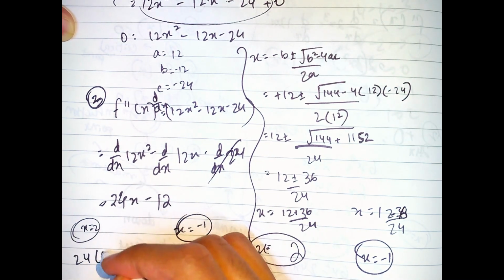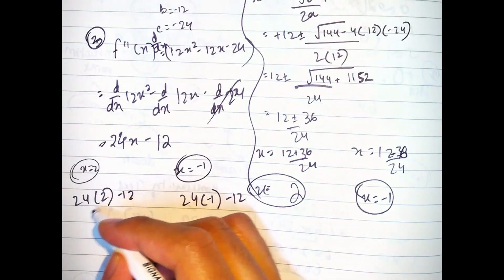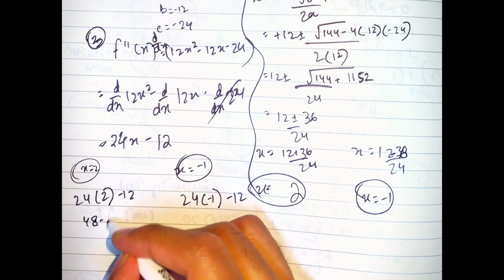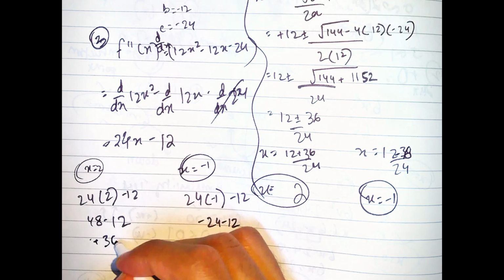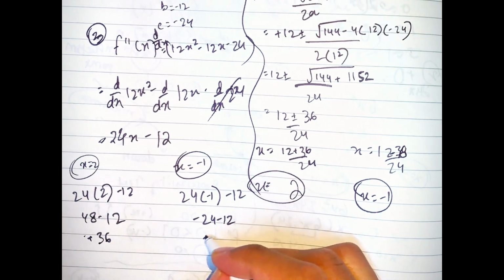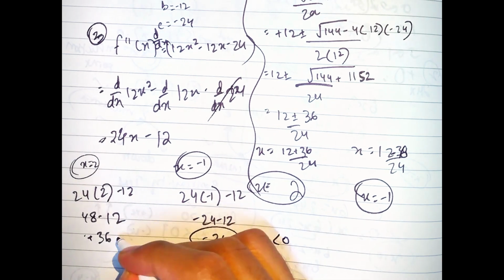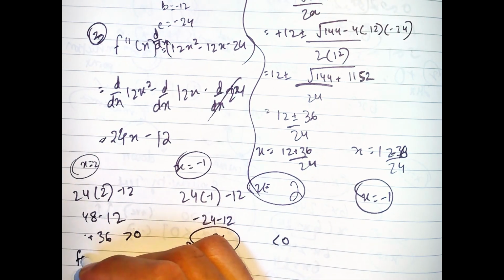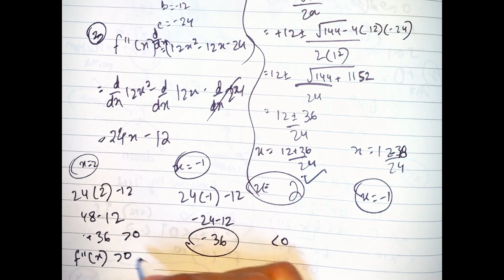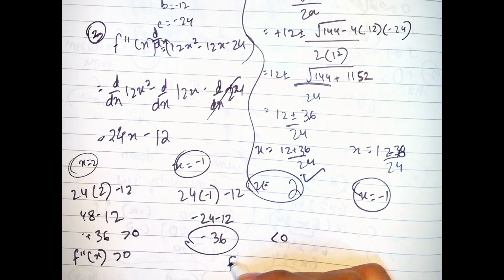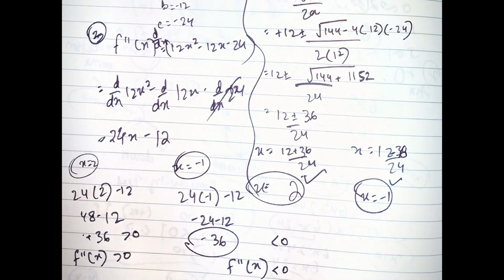So 24 times 2 minus 12 and 24 times negative 1 minus 12. 24 times 2 is 48 minus 12, and negative 24 minus 12. 48 minus 12 is positive 36 and negative 24 minus 12 is negative 36. So you can see this point is actually lesser than 0, right? And this point is greater than 0. So the second derivative at the critical point is greater than 0 over here. And over here, the second derivative at the critical point is lesser than 0, right?